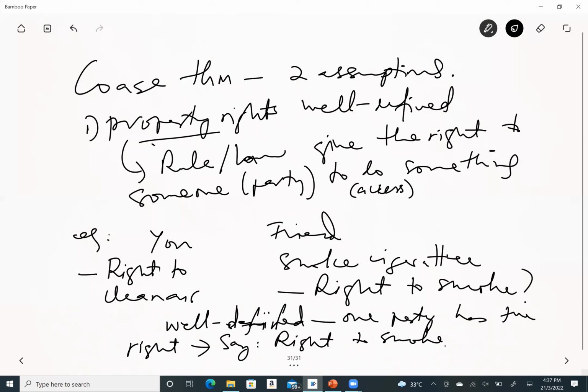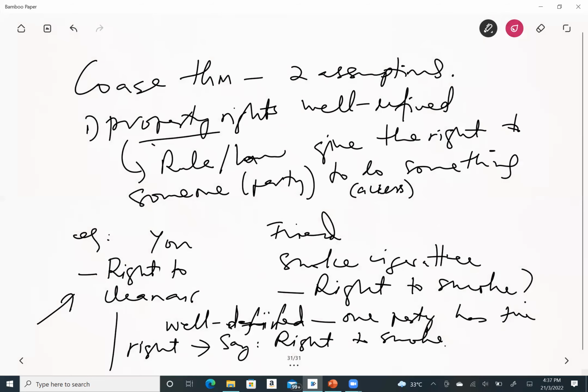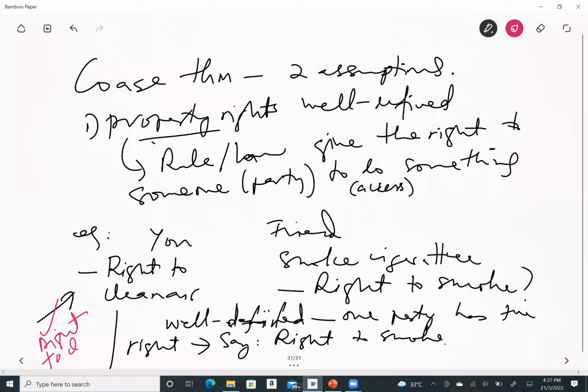Or they can give another well-defined right: people have the right to clean air. So there is a right to clean air. That can also be possible. So it's well defined. Well defined right can be either way. Under the Coase theorem, it does not matter.